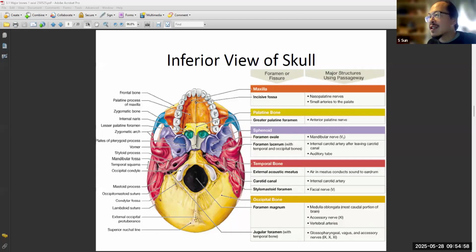Between the occipital and the temporal, we have this one. This one is called the foramen lacerum. And the sphenoid also provides us with several holes. One of them is the foramen ovale. And then, yeah, here are some other holes. This one is called the greater palatine foramen, and this one is an incisive fossa. So that is the bottom of it.